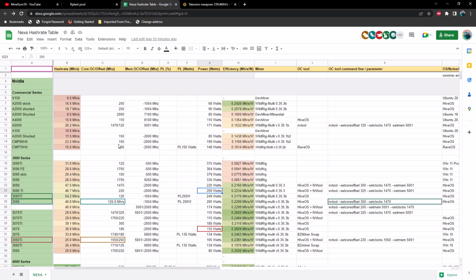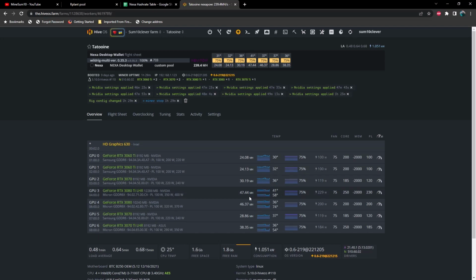I would say comparable to mine sitting at 47.44 at 230 watts. Looks like their overclocks are a little bit better. We might try that one as well. Anyways, 3060 Ti is sitting at about 24 mega hash at 100 watts and sitting at 200 on the core, negative 2000 on the memory, and 100 on the power limit. So I'm very curious if you guys have any better overclocks than these on the 30 series. I would love to see them.